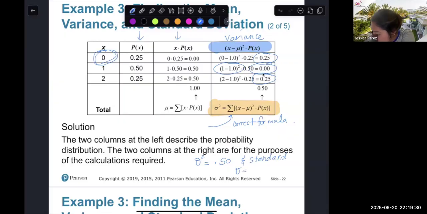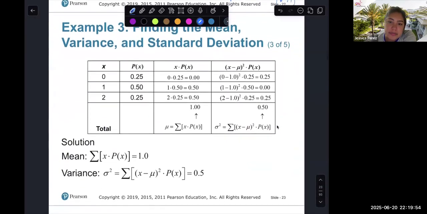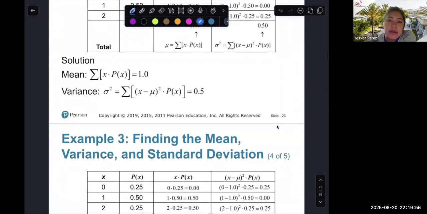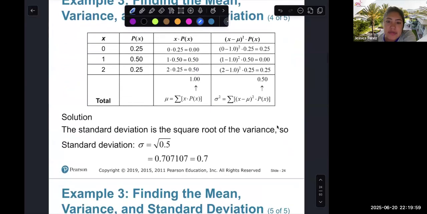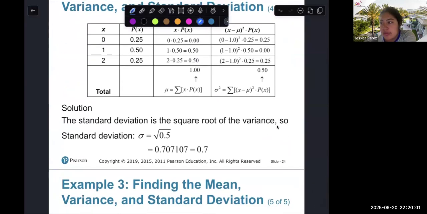So the standard deviation, if I take the square root of both sides, the square root of 0.5, I'm going to get 0.707, roughly 0.71. That would be my standard deviation. And there it is. There's my mean and there's my variance. My standard deviation is the square root of the variance. And that is my solution for this example.